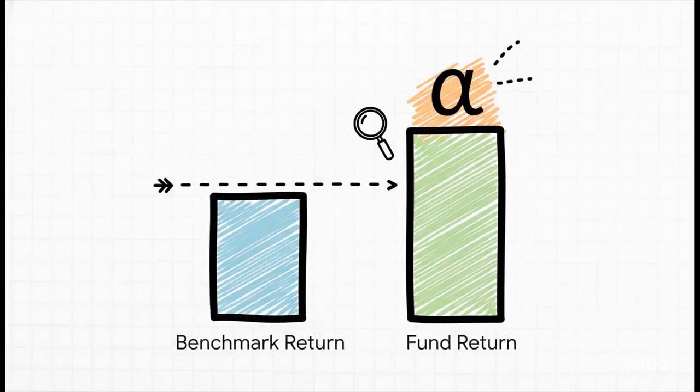And look, here's a super simple example. Let's say the market benchmark did 11%, but your fund manager, with all their smart stock picking, got you 14%. That extra 3%? Boom. That's the alpha. That's the value they brought to the table.